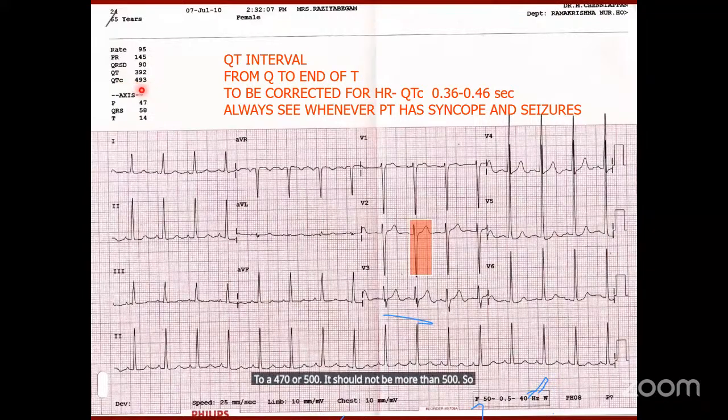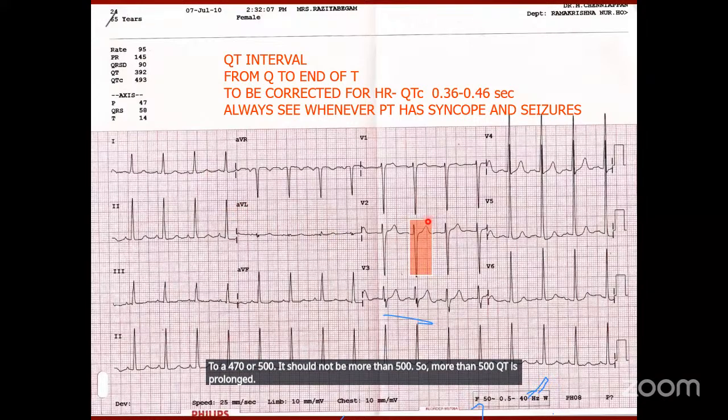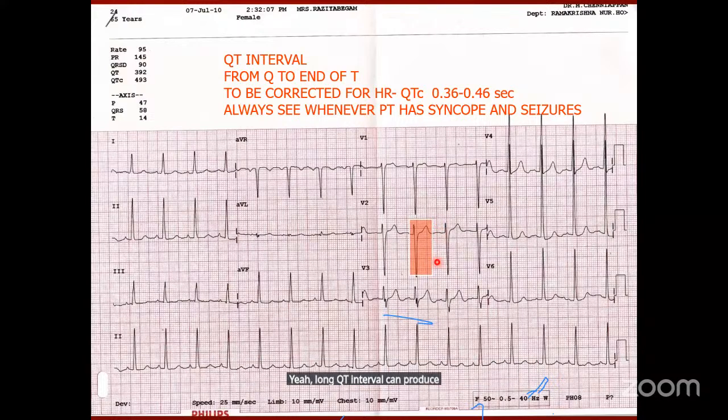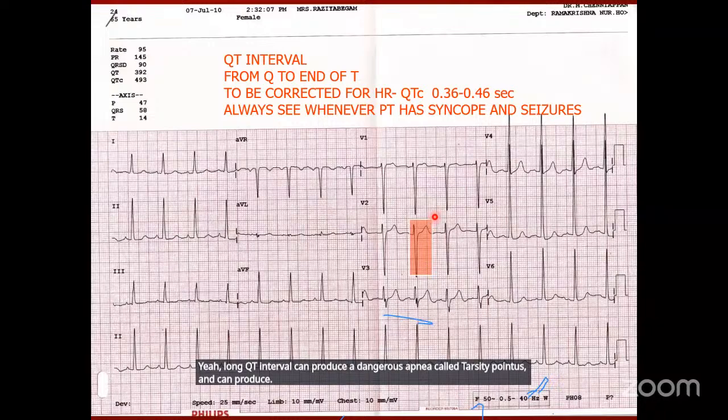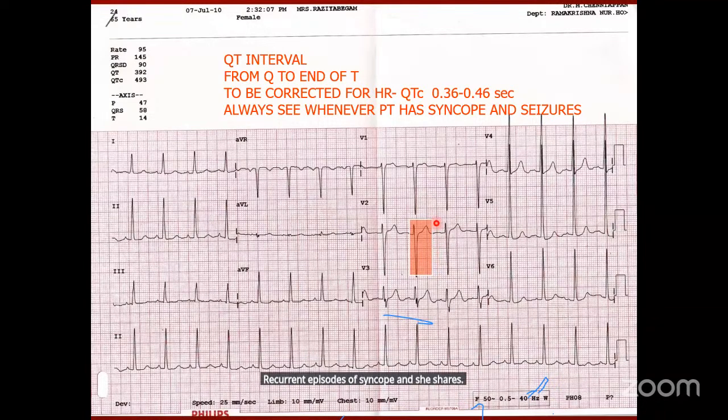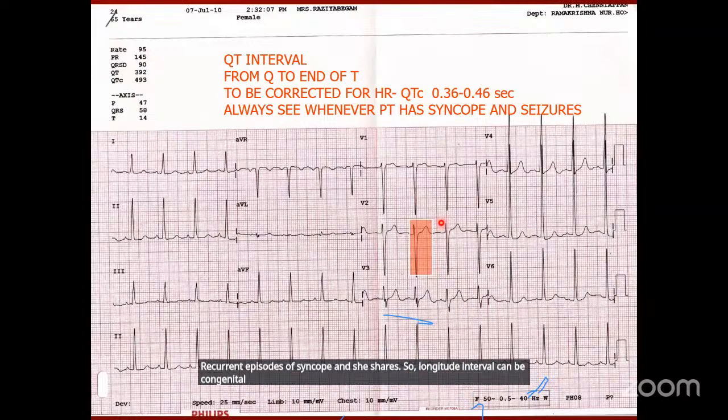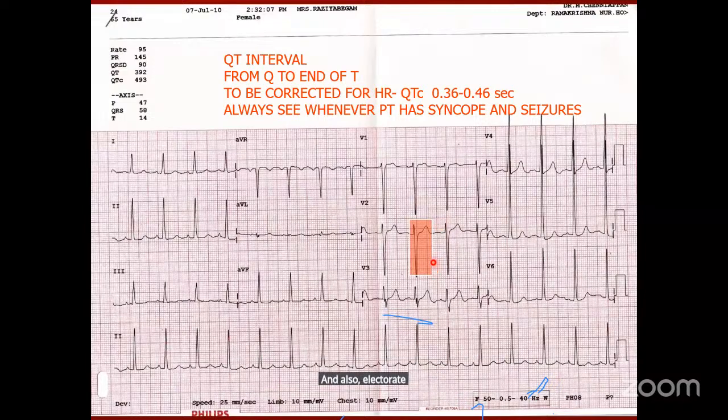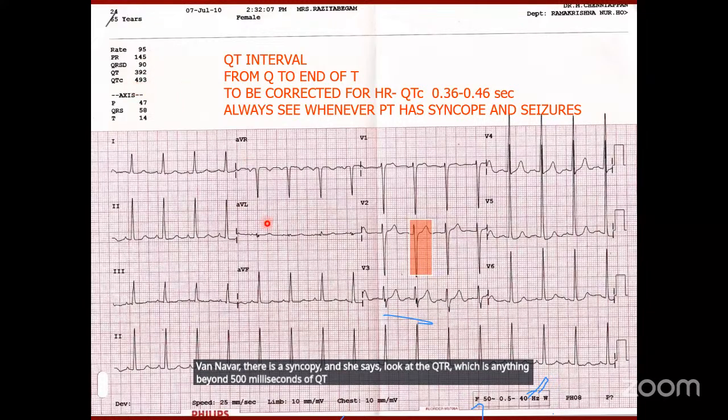So more than 500 QT is prolonged, and whenever the patient comes with syncope or seizures, the one interval you must always see will be the QT interval. A long QT interval can produce a dangerous arrhythmia called torsades de pointes and can produce recurrent episodes of syncope and seizures. So long QT interval can be congenital, or in the adults a lot of drugs can produce long QT interval, and also electrolyte abnormalities can produce long QT interval. So whenever there is syncope and seizures, look at the QT interval; anything beyond 500 milliseconds is going to be abnormal.